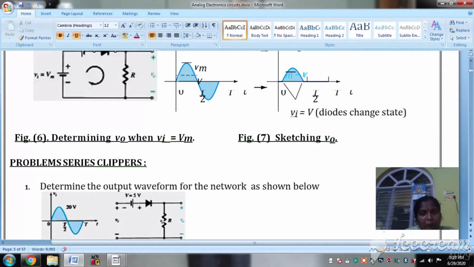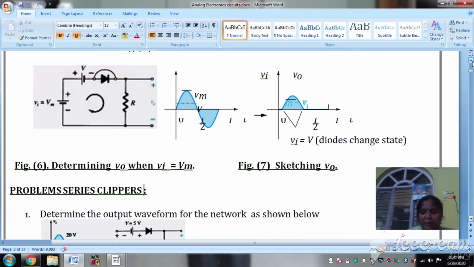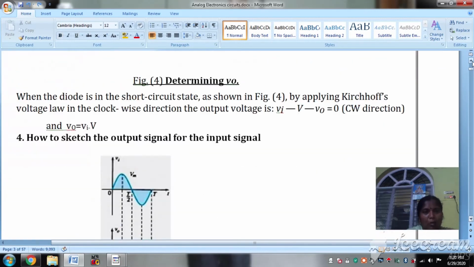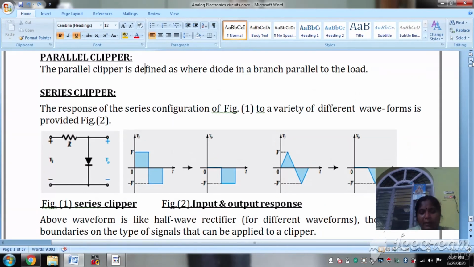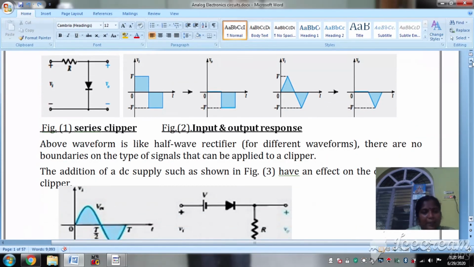After 1 volt, what will happen? The output follows the input. Students, please note: up to 1 volt, the output will be 0. After that, your output follows the input, because the diode will be short circuited. So whatever input you have given, you will get as the output. See here, practically that is the thing, all those points whatever I have told.